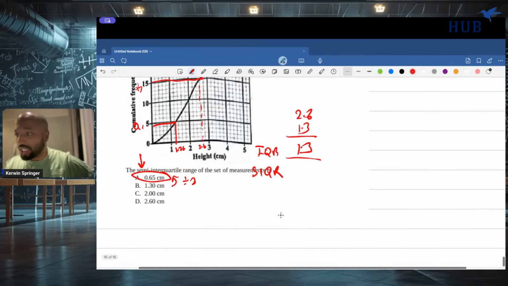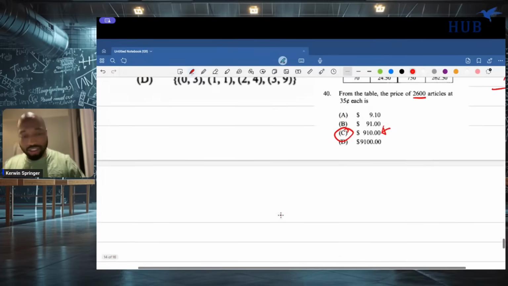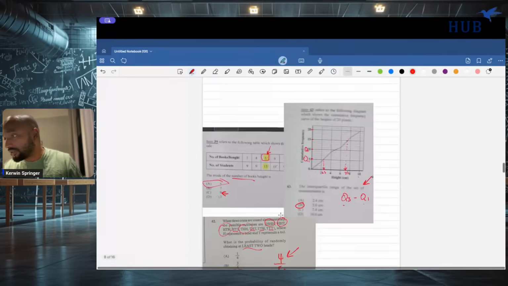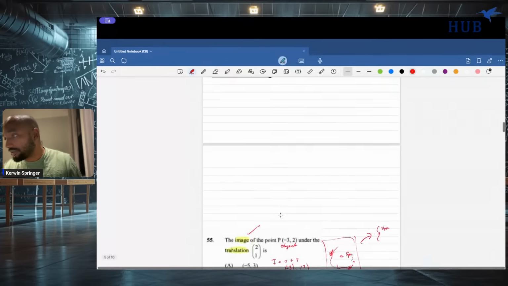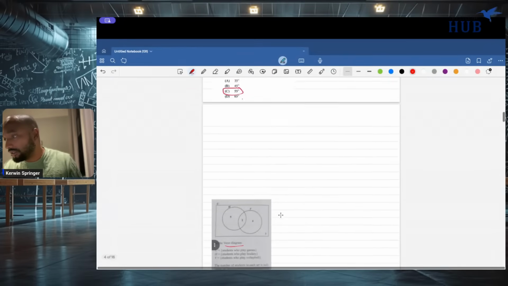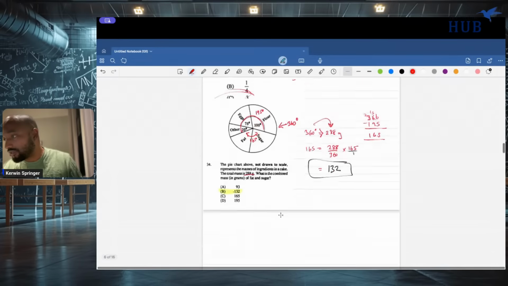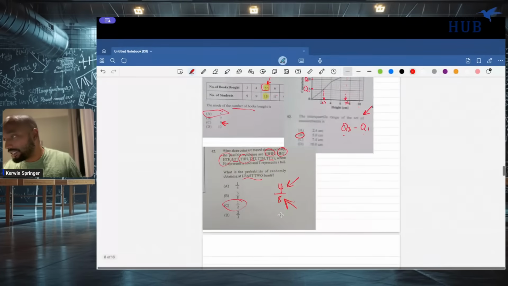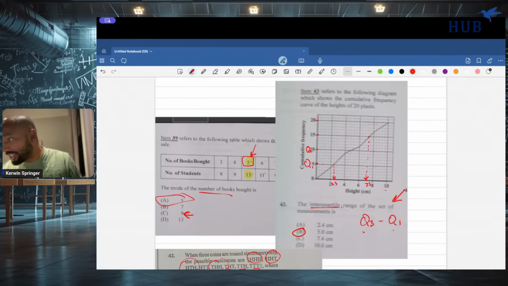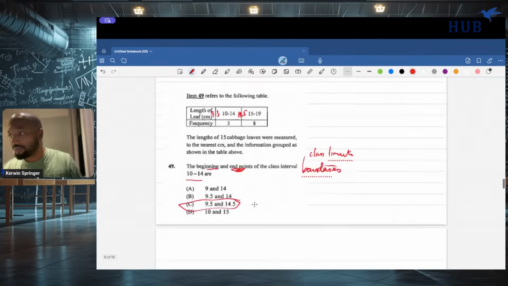Let me just go back and check. So the answer is B. Let me go back and check the last one that came like this. So it looks like you're going to get an interquartile range question as well, and apparently that's a tough one. Let's see, I'm scrolling. Okay, yeah, this is the other one. Last time they asked for the interquartile range.